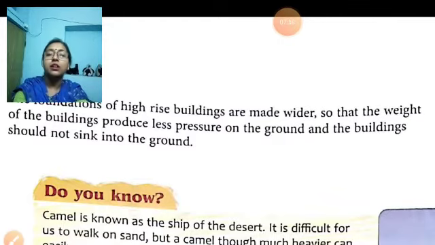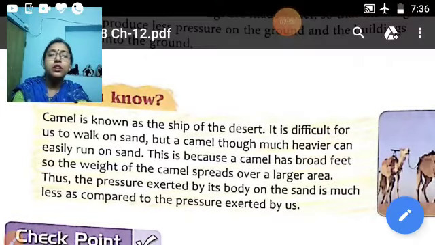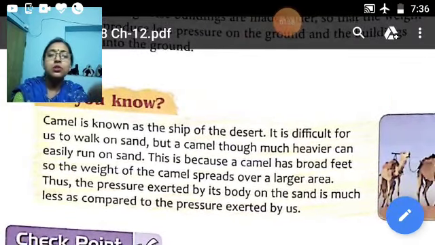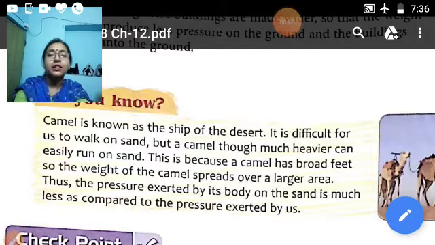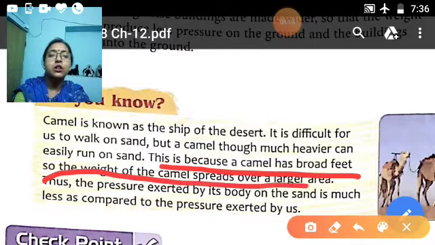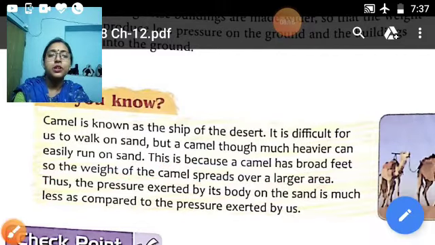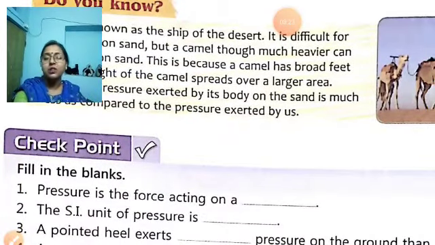And do you know the camel, which is known as the ship of the desert? It is difficult for us to walk on sand. But a camel, though much heavier, can run easily on sand. This is because a camel has broad feet. So the weight of the camel spreads over a large area. So the pressure of its body on the sand is much less as compared to the pressure exerted by us. It walks very easily on sand because it has broad feet.